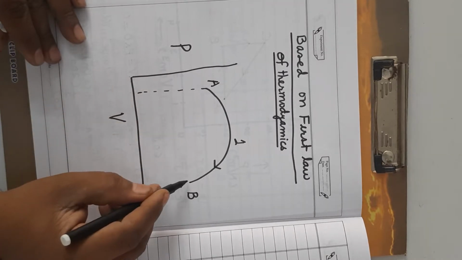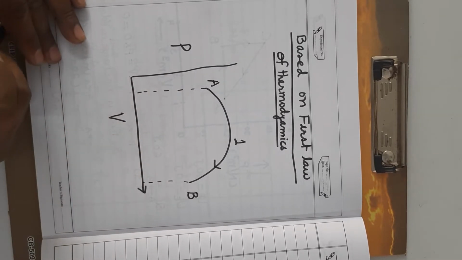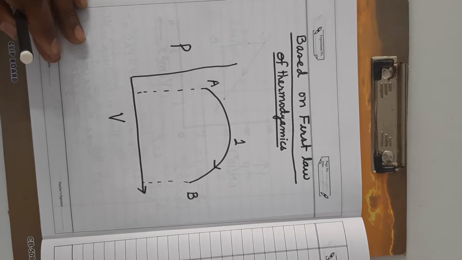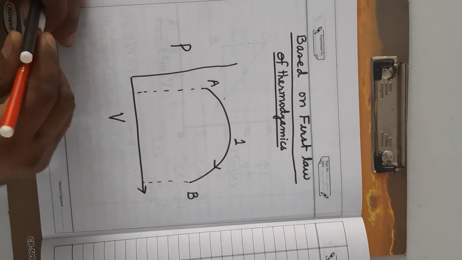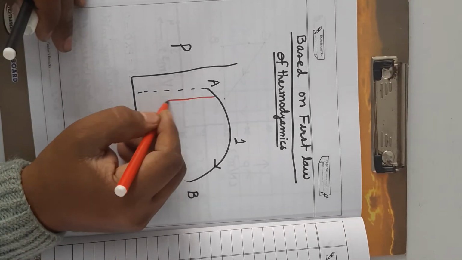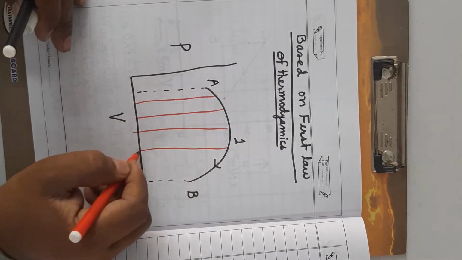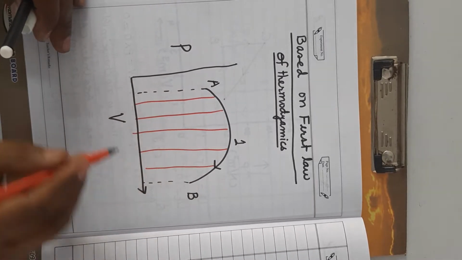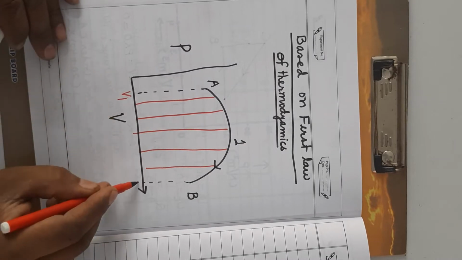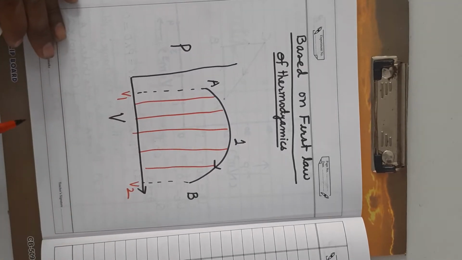What will be the area under this? That you can represent by vertical lines, this area. It will be equal to this area. This area will be positive. Why? Because the volume is increasing from V1 to V2.